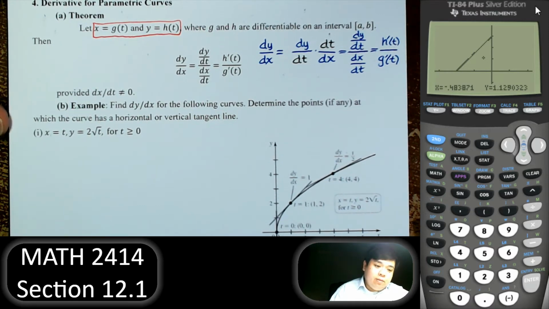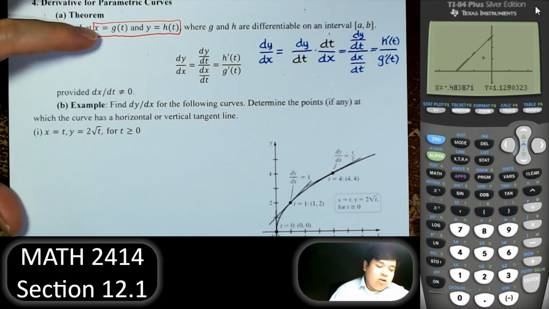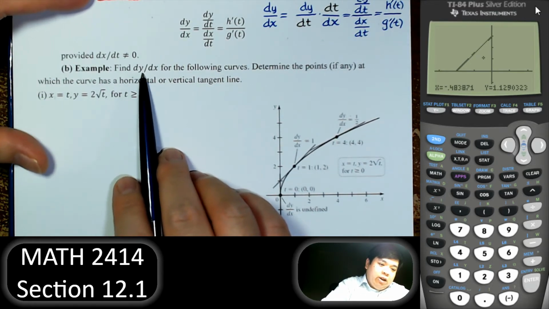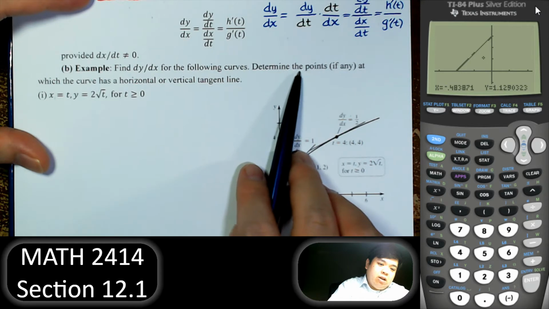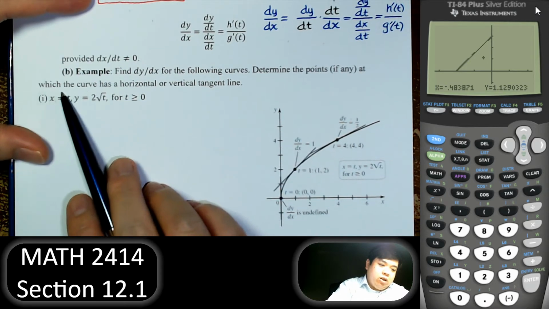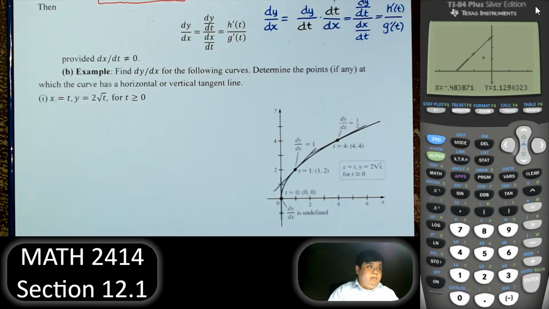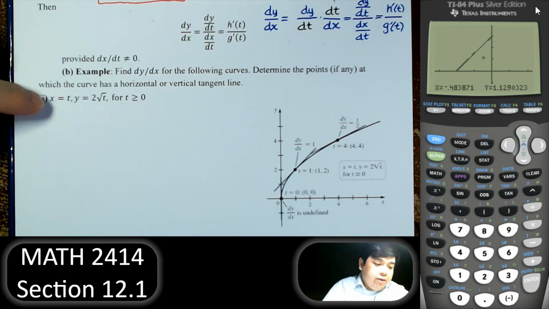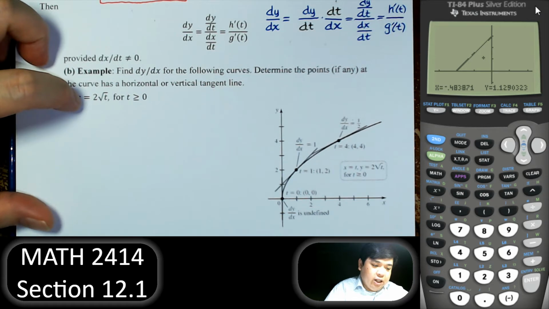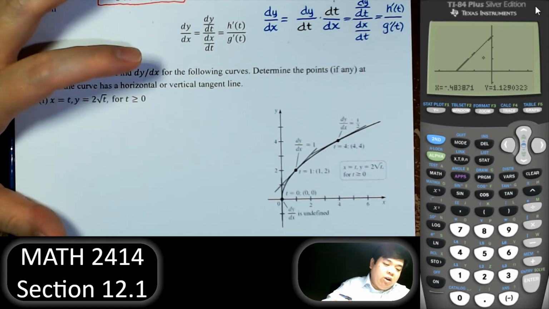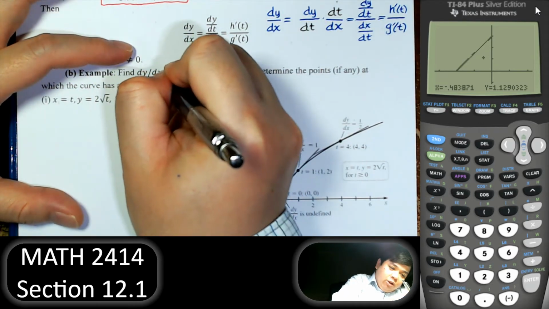Right? Like I said, there will be more examples of this. Now let's find dy over dx of the following curve. Determine the points, if any, at which the curve has a horizontal or vertical tangent line. Right. If x equal to t, y equal to 2 square root of t, what is dy over dx? We're trying to find the derivative.